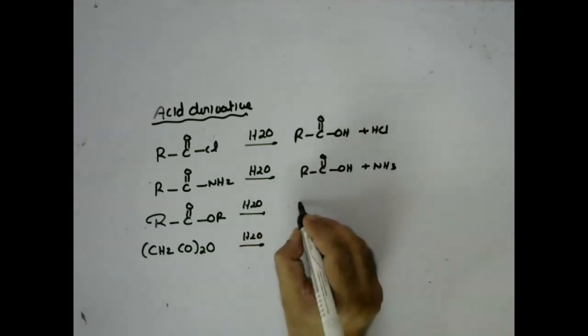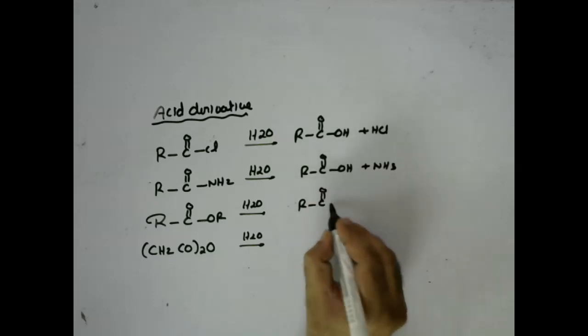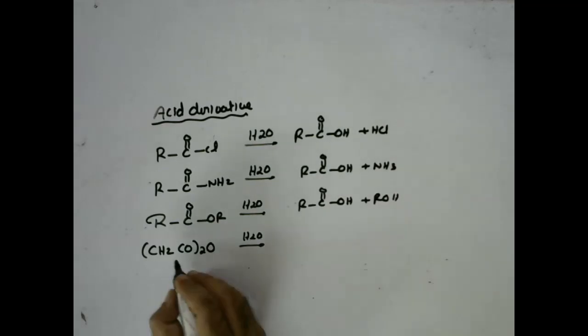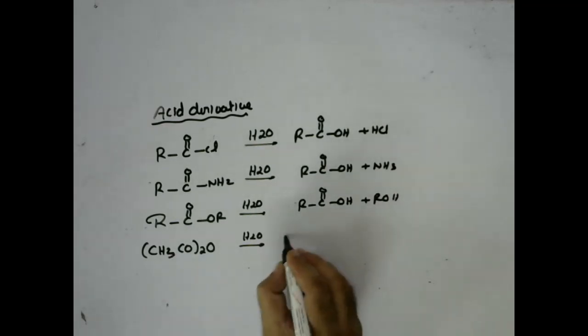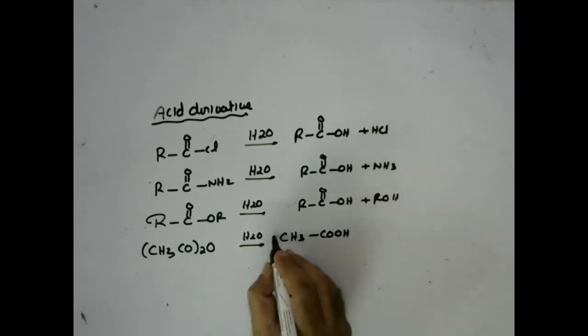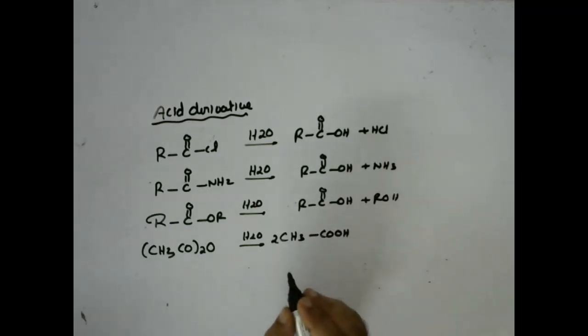Ester, OR is replaced by OH, you get a carboxylic acid plus alcohol. And if you take your acid anhydride, you're going to get the formation of the corresponding carboxylic acid, 2 molecules of carboxylic acid. So all acid derivatives on hydrolysis are going to give you the corresponding carboxylic acid. This is how we can prepare carboxylic acid.